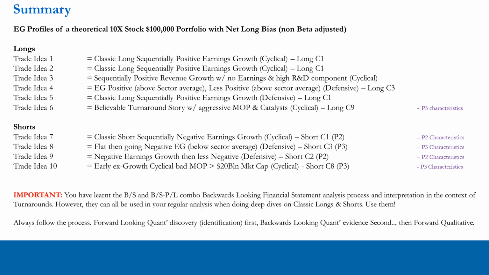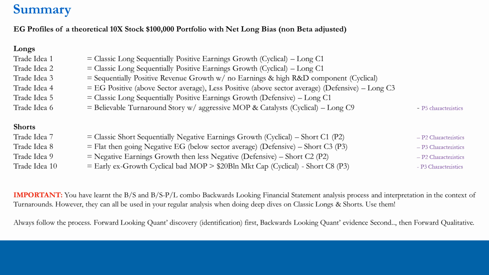So, for example, let's have a look at the earnings growth profiles and stock characteristics of a theoretical 10 stock portfolio that has a $100,000 notional risk with a net long bias that is non-beta adjusted. So, starting with the longs, we have 6 longs in this portfolio. That's giving us our net long bias, because for our shorts, we only have 4 shorts.